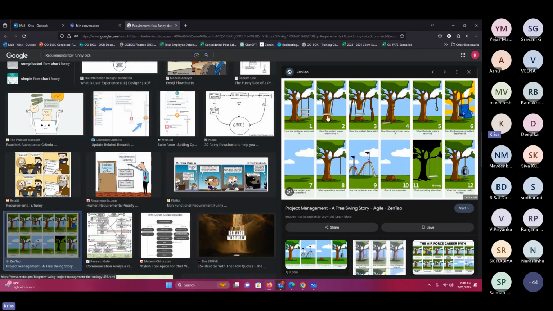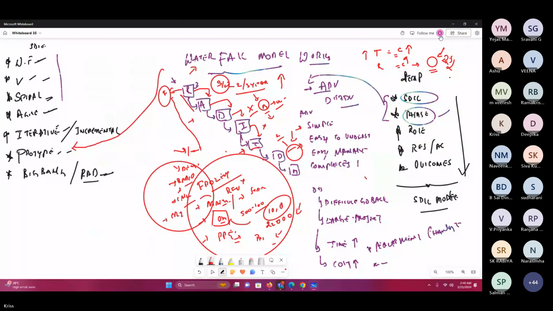See, by these pictures itself, you can understand, right? So now the customer wants this, but he will explain it like this. But the understanding of each and every team will change like this. There should be proper communication between the team, between the members, but that will not happen.